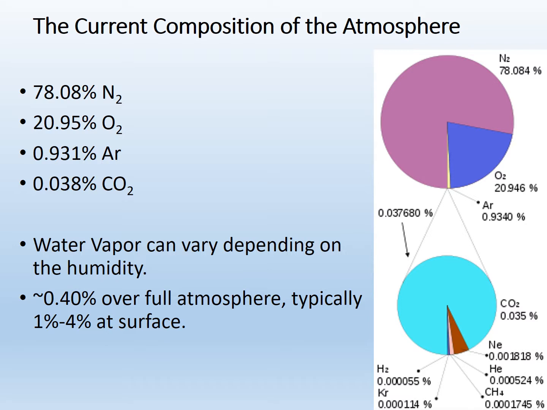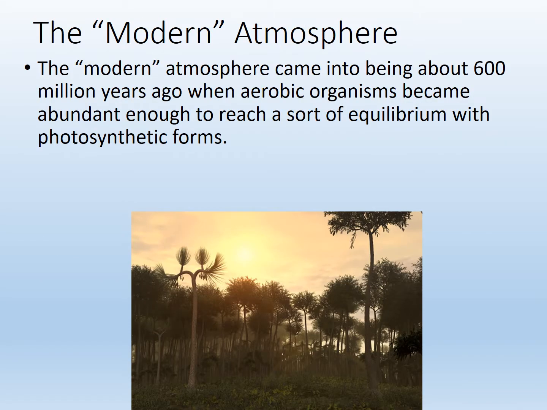But it wasn't always this way. Our Earth's atmosphere hasn't been this way for most of its history. Our modern atmosphere came about as we got into about 600 million years ago.